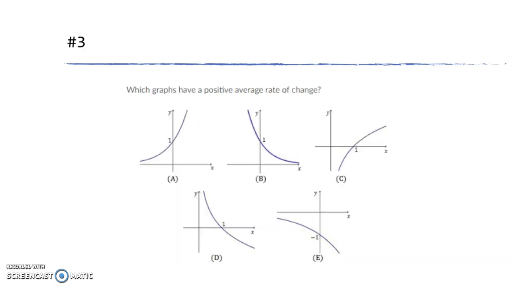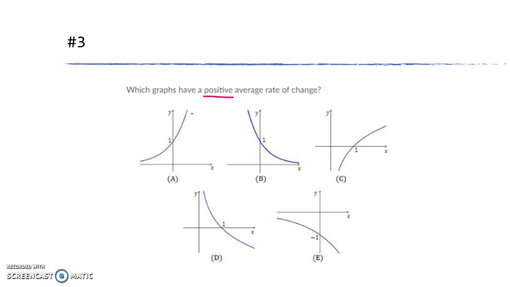Number 3 says, which graphs have a positive average rate of change? And if you remember, average rate of change is kind of like the slope of the graph, but we don't call it slope for these exponential functions. A positive average rate of change would mean that the graph is going up from left to right. So you need to look at your options, start on the left-hand side of the graphs. So for example, choice A, I'm going to start here on the left side of this graph and follow it to the right. If my cursor goes up, that is a positive average rate of change.